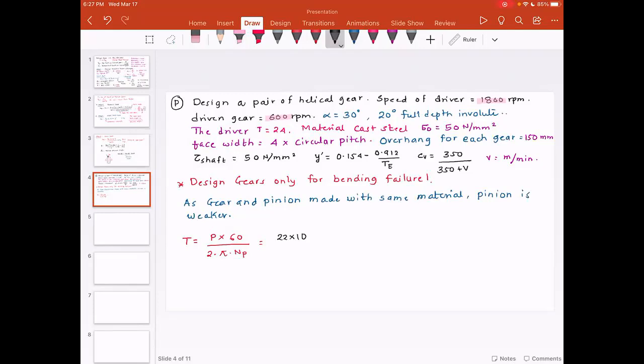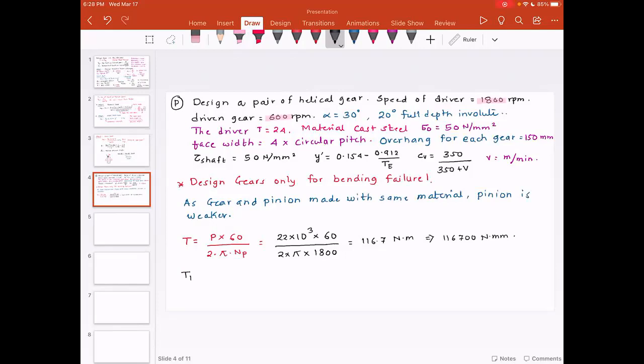22 times 10 to the power 3 times 60, divided by 2 times pi times 1800, which is 116.7 Newton meter, which is 116,700 Newton millimeter.